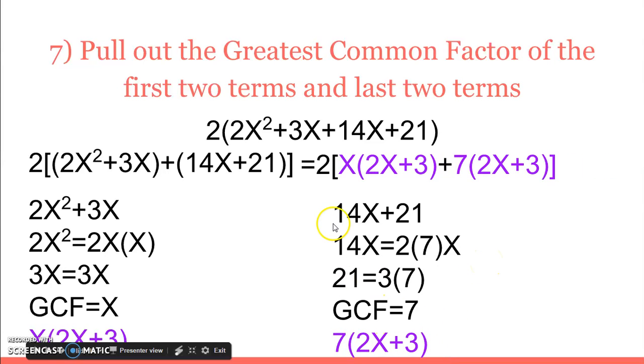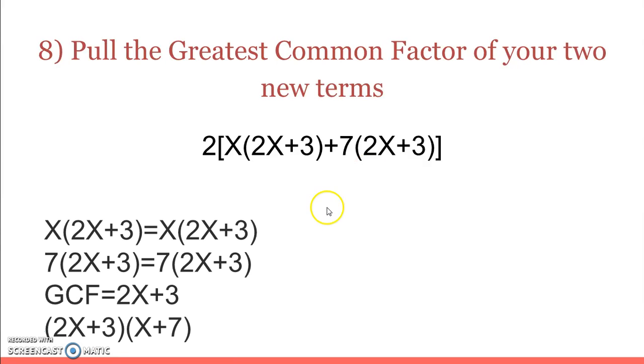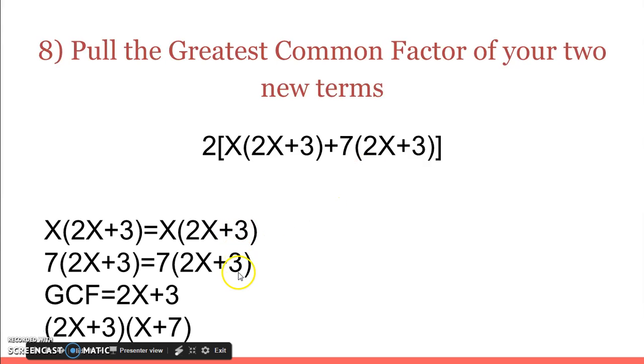The next step is to go ahead and substitute those back into their corresponding spots. Once we make that substitution, we can go ahead and see that we have 2 new terms here. And we're going to look at those 2 new terms and pull out their greatest common factor as well. We can go through the steps the same way that we did before, but we're going to see that the greatest common factor should just be that 2x plus 3.